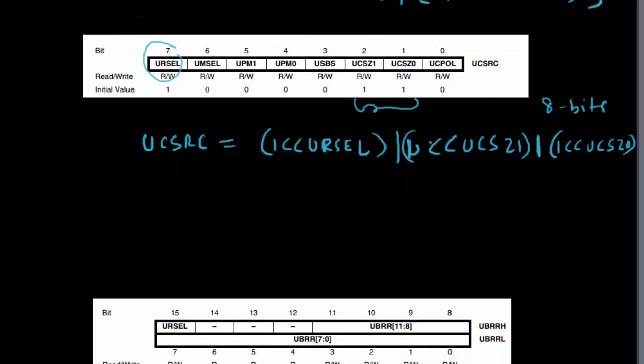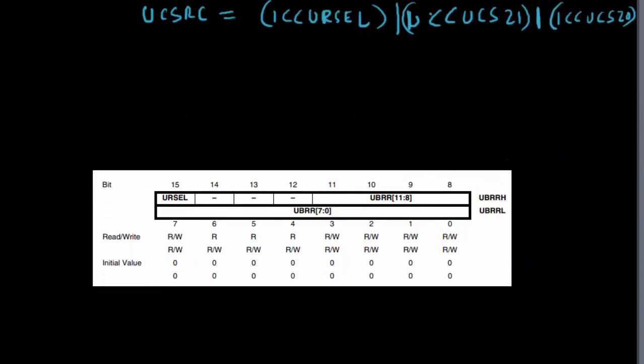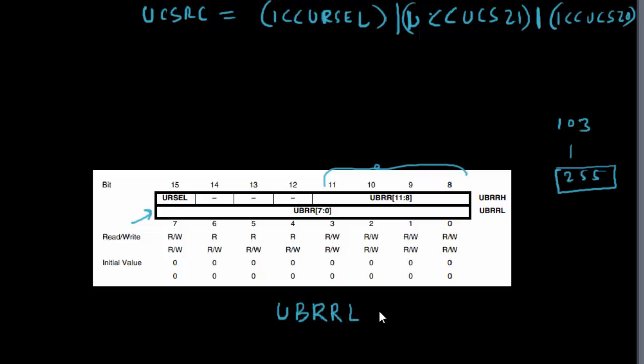Finally, this is the UBRRL register, so the value is just 103. If your value exceeds 255, you can use UBRRH, and you can use the 4 bits from UBRRH. So in total you have 12 bits for the UBRR register. Our value is just 103, so we'll load it in the UBRRL register. So this becomes 103 in decimal.